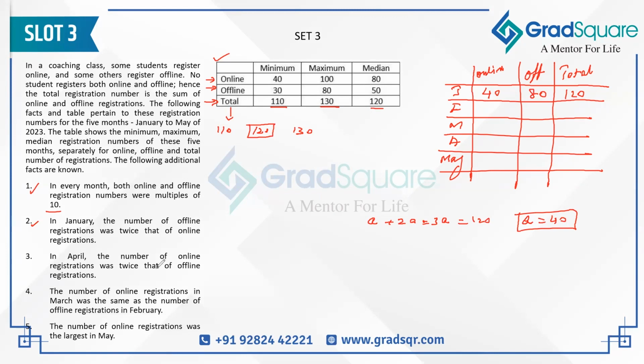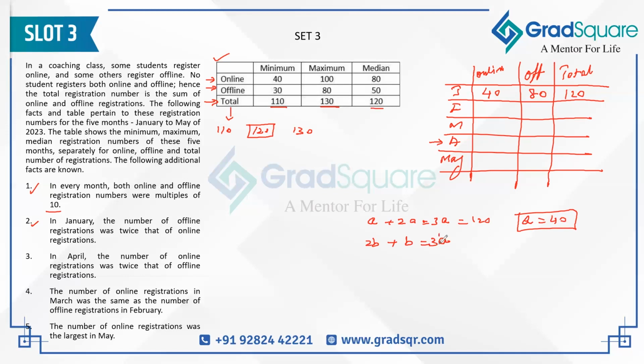In the month of April, the number of online registrations was twice the number of offline registrations. Now, if I take the offline registrations as B, then the online registrations will become 2B. Once again, we realize that this total will become 3A.